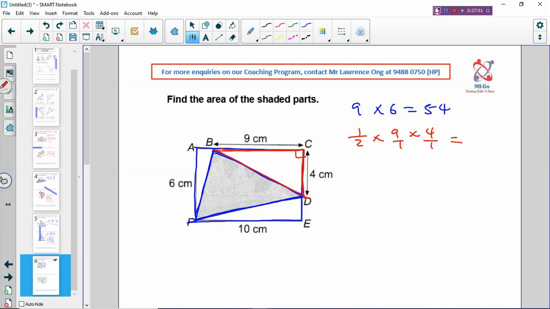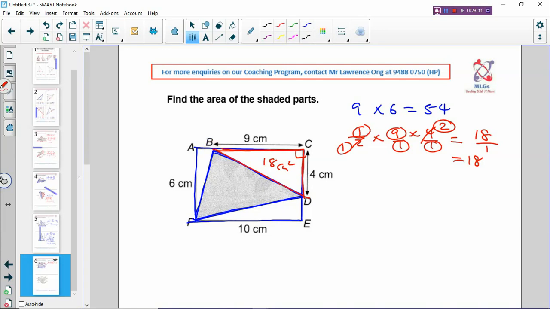And what's the area of this red triangle? You can quickly work out. Divide by 2, divide by 2, and then 1 times 9 times 2, that will be 18. And then 1 times 1 times 1, that will be 1. So the area of the red triangle here is 18 cm square.